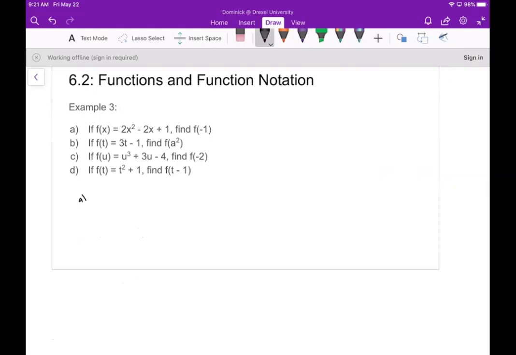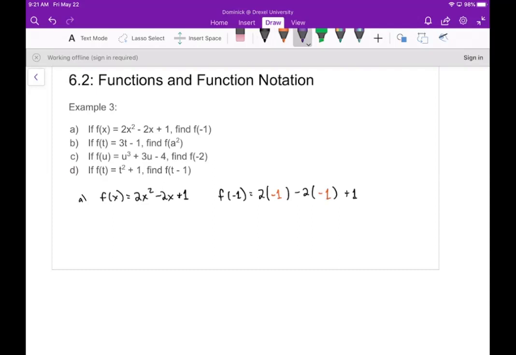So in part A, we have that f of x is 2x squared minus 2x plus 1. Right? And we want to find f of -1. Well, to find f of -1, I just need to replace anytime I have an x with a -1. So I'm just going to go ahead and we'll plug that in there.